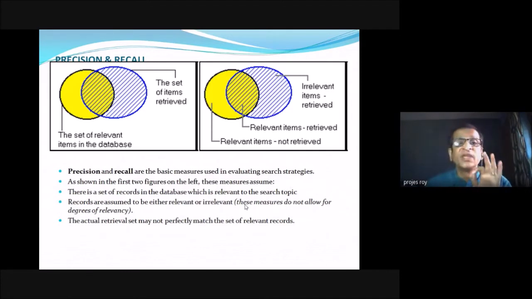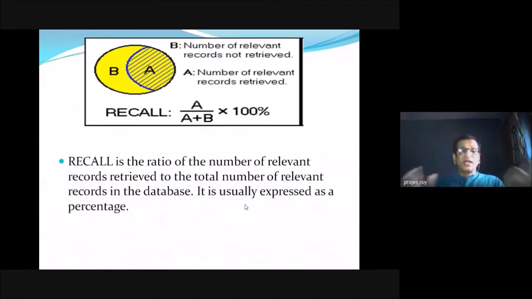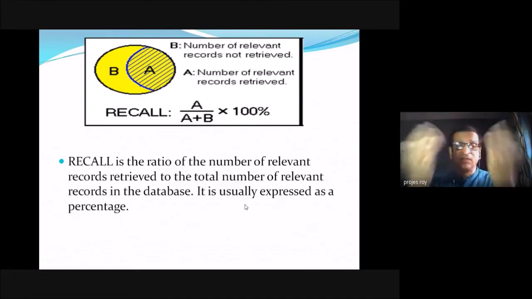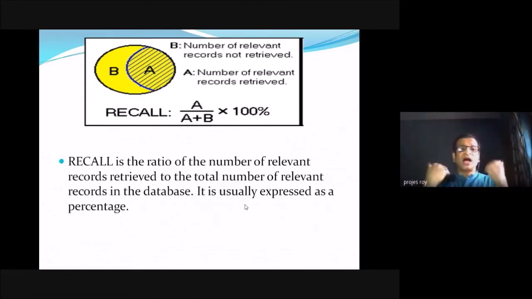If you look at the concept here, recall: recall is the ratio of the number of relevant records retrieved to the total number of relevant records in the database. So whatever amount of relevant records are in your database and how much has been retrieved, that is recall. So recall is equal to A plus B, where B is the number of relevant records not retrieved and A is the number of relevant records retrieved. Recall is equal to A by A plus B into 100%.